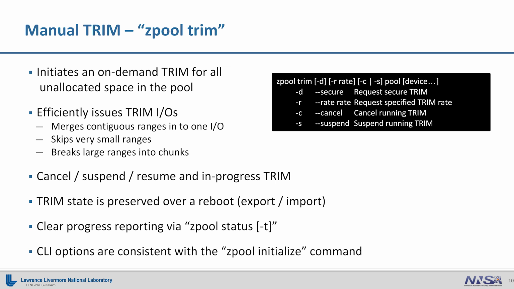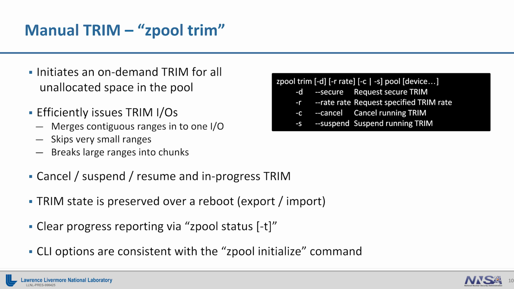There are a handful of options it takes. If you want to rate limit it, you can give it a -r. If you want to do a secure trim and your devices support it, you can do that. But its purpose is basically to go through and efficiently issue trim IOs for all of that unallocated space in the pool. That includes merging these ranges. Paul set me up great earlier today talking about range trees and metaslabs. The range trees basically handle all of the merging for ZFS trim. Right? We just walk that space.